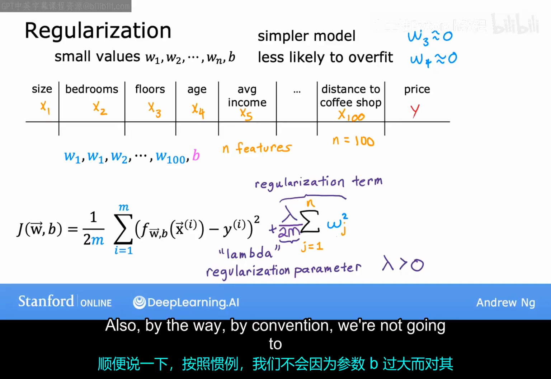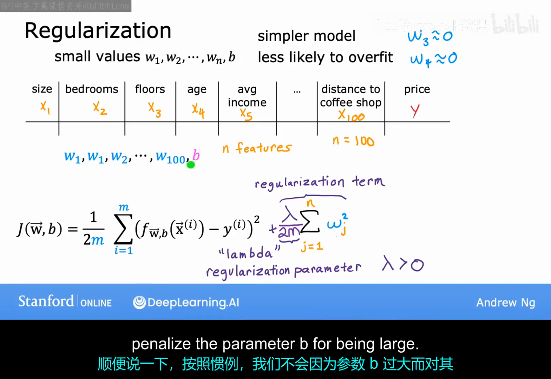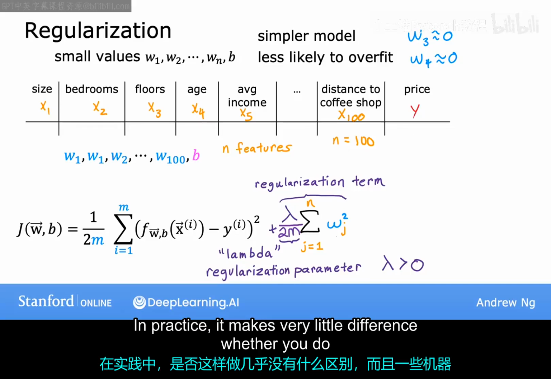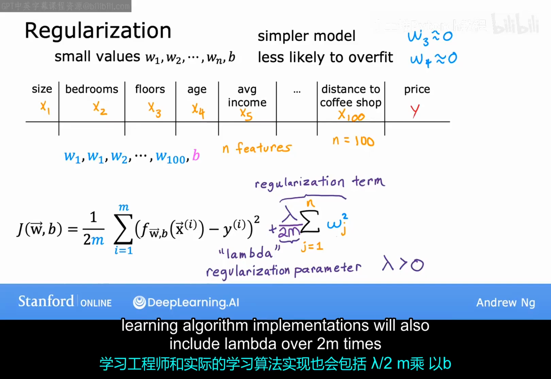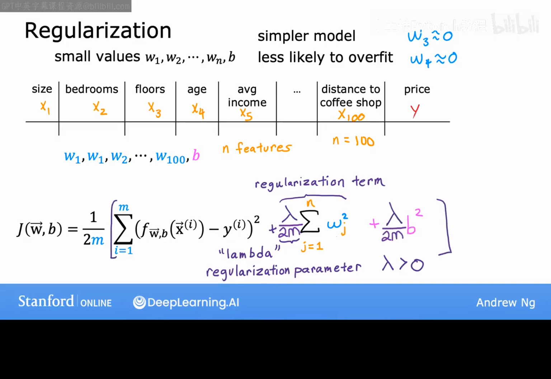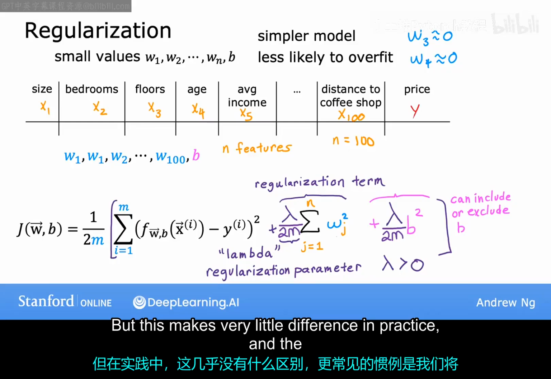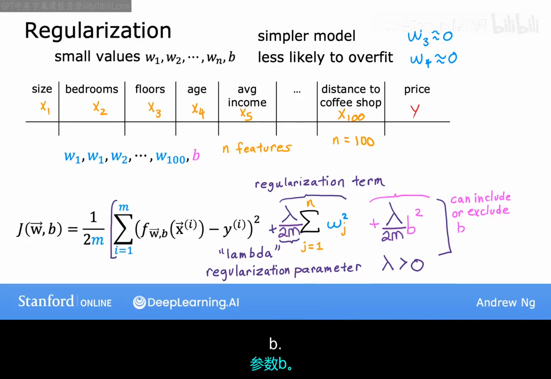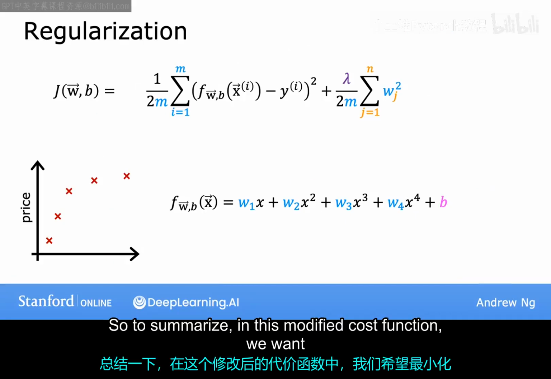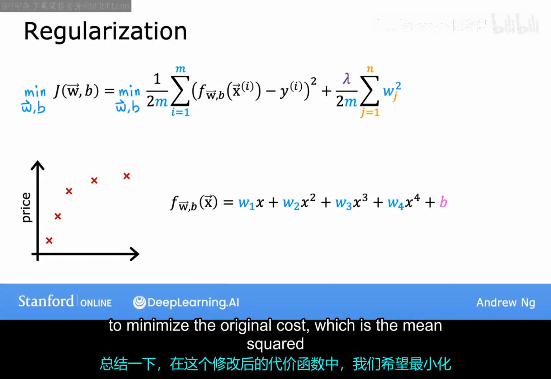Also, by the way, by convention, we're not going to penalize the parameter b for being large. In practice, it makes very little difference whether you do or not. And some machine learning engineers, and actually some learning algorithm implementations, will also include lambda over 2m times the b squared term. But this makes very little difference in practice. And the more common convention, which we'll use in this course, is to regularize only the parameters w rather than the parameter b.